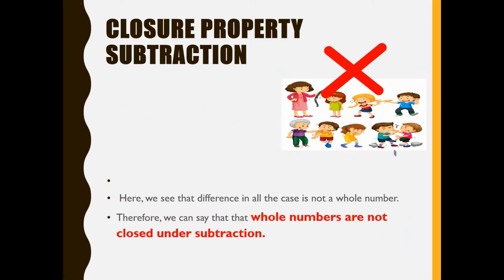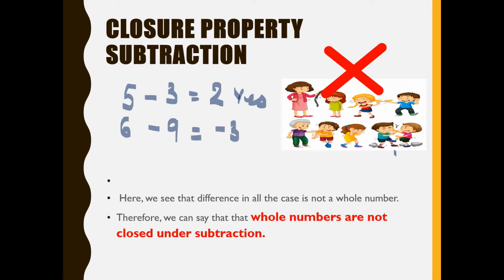Closure property of subtraction. Now let's subtract any two whole numbers. Can you think of any? Yeah, so let's take a whole number 5 and subtract another whole number, let's say 3. What do we get? We get 2. Is 2 a whole number? Yes, 2 is a whole number. Let's take another one. If I take 6 and now I subtract 9, what will I get? I will get minus 3. Now is minus 3 a whole number? No, it is not a whole number.